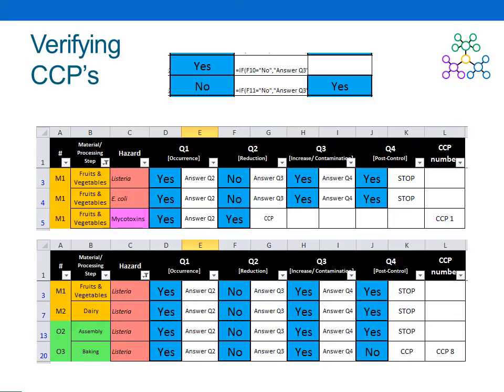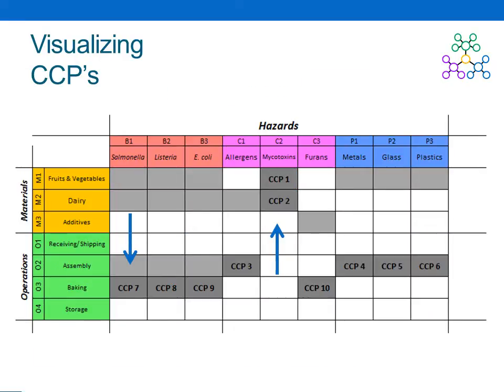Conducting and managing these decisions can be easy if we use a spreadsheet like the one displayed on the screen. This way we can sort by hazards to verify if the material is a critical control point, or if the last step where the hazard may occur is a critical control point. And if we go back to our hazard matrix, we can include the critical control points for easy visualization.